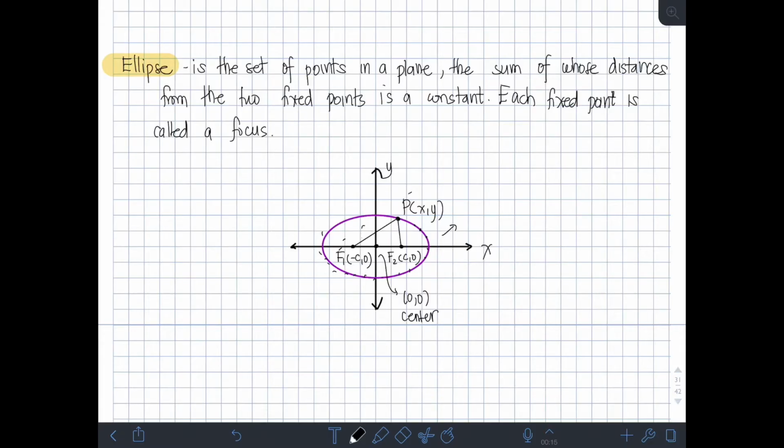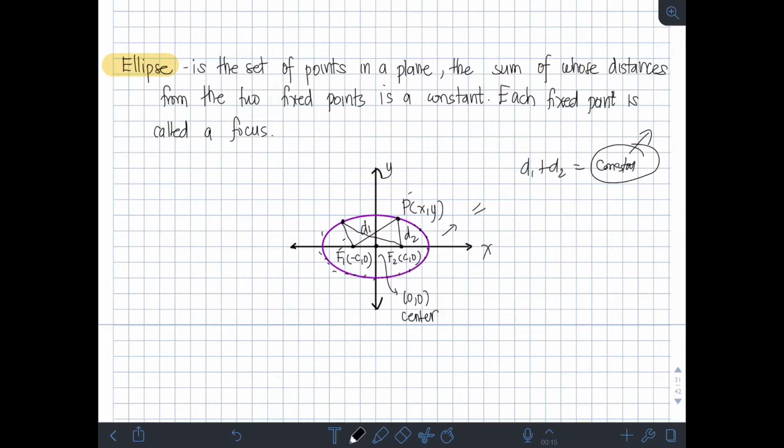So, let's say, distance 1 to, tapos distance 2 to. So, yung sum dapat nila, D1 plus D2 is constant. Okay? So, same as kung meron tayong point dito. So, dapat yung distance niya from focus 1 to focus 2, yung sum ng dalawang distance na yon is laging constant. Okay? So ngayon, derive naman natin yung equation for the ellipse using this figure.